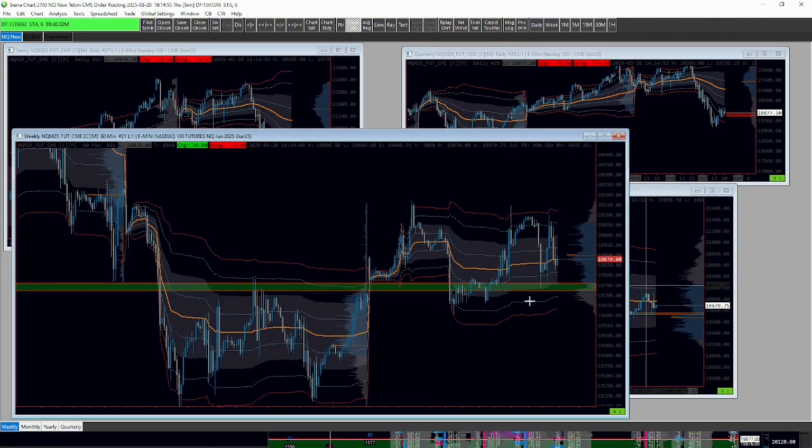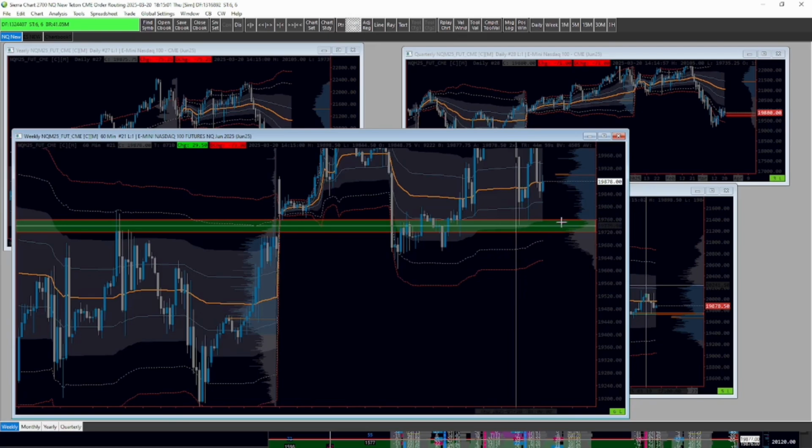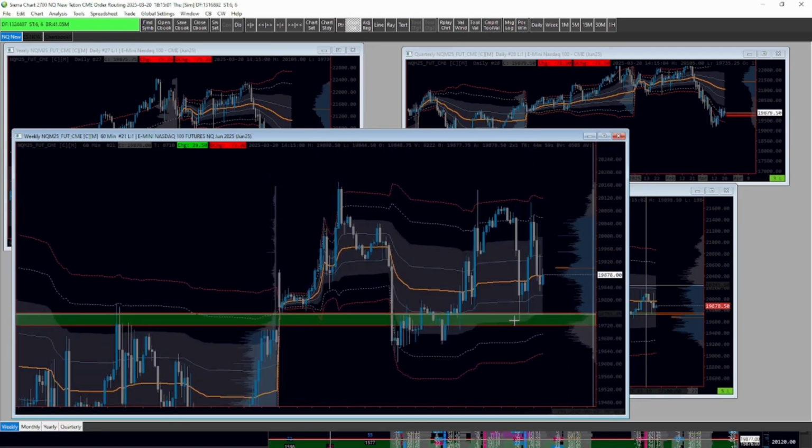We come back in, and as you can see, we had this rejection of the weekly value area low, the developing value area low. This is your one standard deviation point, so that's basically your weekly value low and value high. These are the extremes. So we're coming into this, and I was expecting a reaction from here.